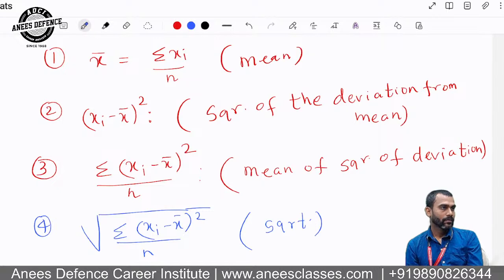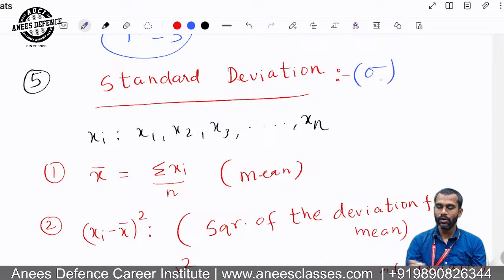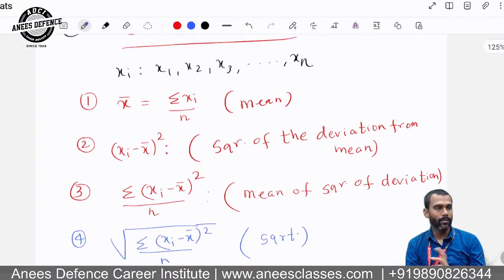Yes or no? Yes, sir. In mean deviation, we didn't square. That is why we don't have to take the square root. Here we have to take the square root as we have squared in the second step. So this is nothing but standard deviation, and it is also denoted by sigma. So this is your sigma.